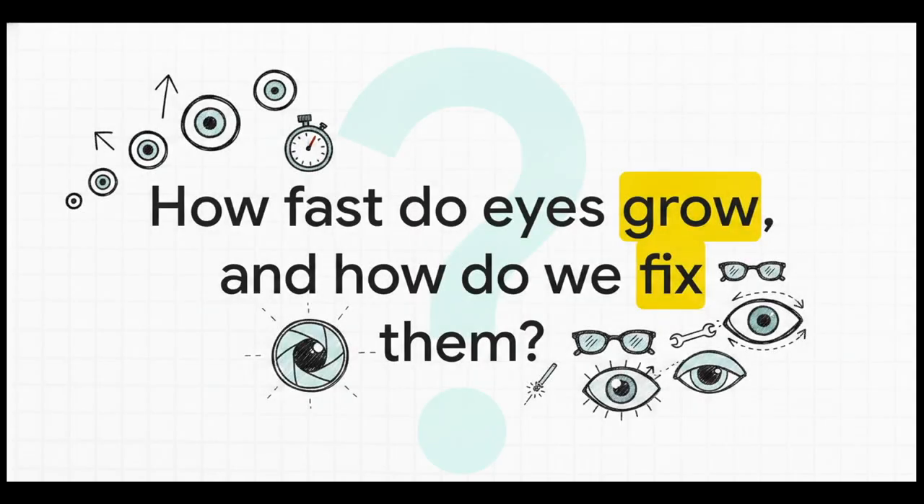Have you ever actually stopped to wonder how fast our eyes grow? And maybe more importantly, how we fix them when they don't grow perfectly? Think of the human eye as this incredibly complex biological camera. From the literal moment we're born, this camera is rapidly assembling itself, it's adjusting its focus, and it's physically elongating to capture the world around us. But what happens when that biological hardware misaligns?